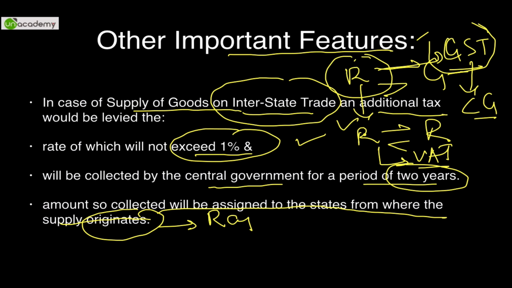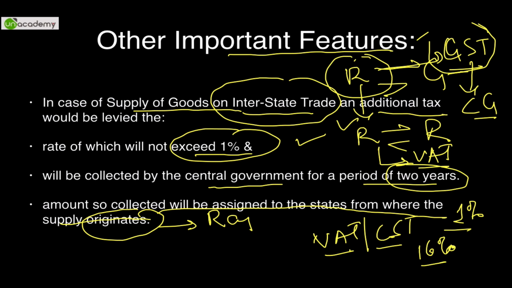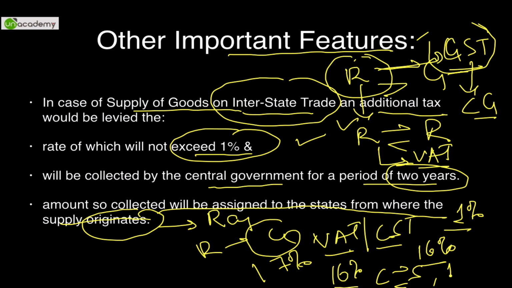additional tax. So it means that although VAT will be subsumed in GST, CST will be subsumed in GST, but there is an additional tax of 1% only in case of interstate trade that will be chargeable over and above GST. So let's say GST will be implemented at 16%, and if the good that is leviable to GST is sold from Rajasthan to Gujarat, it will be leviable at 17%, where 16% will go between central and the state government, and this additional 1% will go to Rajasthan, in our case, state of origination from where this has originated.